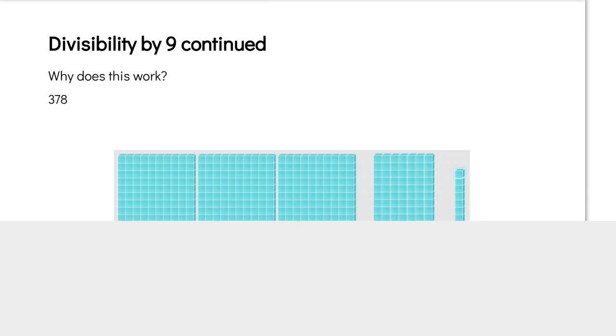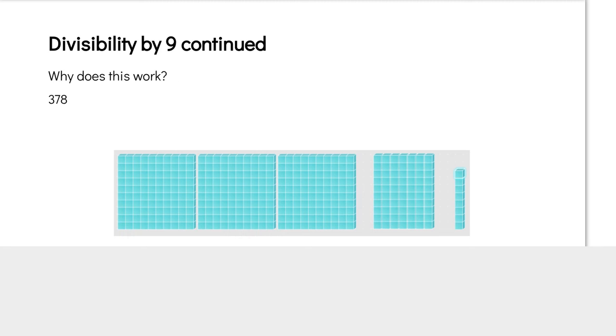Now, why does this work? It's very similar to the groups of 3. Here we have 378, and if I look at how many 9s I can fit, there's a 9, there's a 9, and I can go through the whole thing, and I find I can account for all of the 100 block except for one little piece by putting 9s.